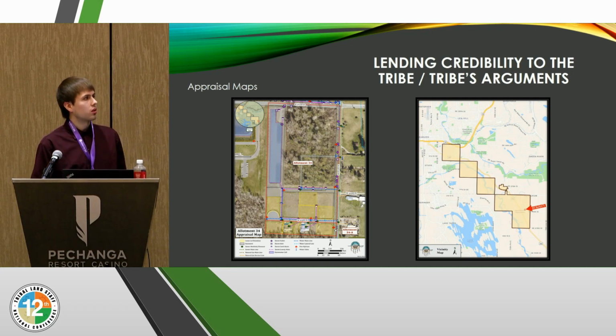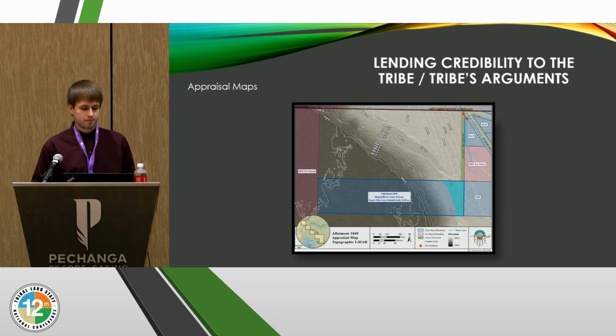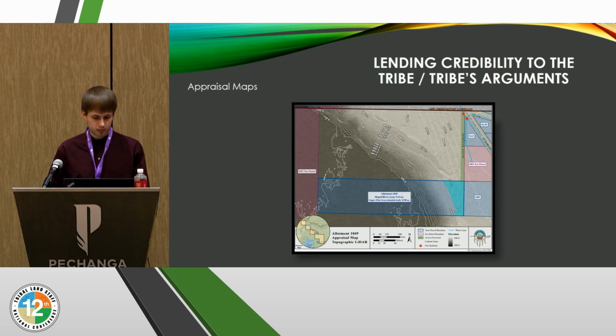And these maps will also make it occasionally into environmental assessment reports, which just show that the tribe is the one who supplied the information, not someone else. And this is another appraisal map example where the teal shaded area is the buildable area, and it's on a very sloped property that leads to the river, the White River that I've talked about.